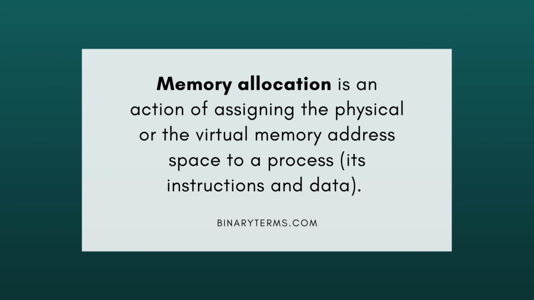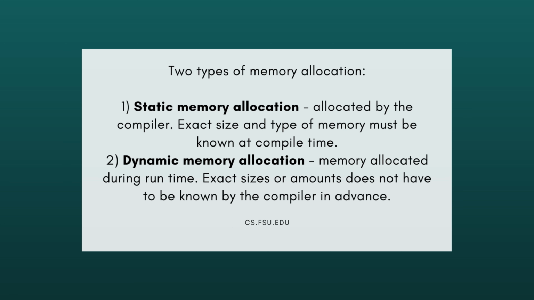Memory allocation is an action of assigning the physical or the virtual memory address space to a process, its instructions and data. There are two types of memory allocation. The first one is static memory allocation. It is allocated by the compiler. The exact size and type of memory must be known at compile time. The next one is dynamic memory allocation. Memory is allocated during runtime. Exact sizes or amounts do not have to be known by the compiler in advance.